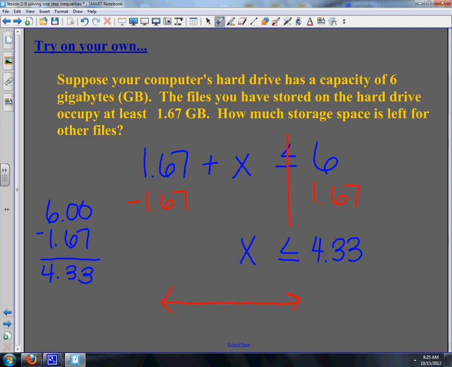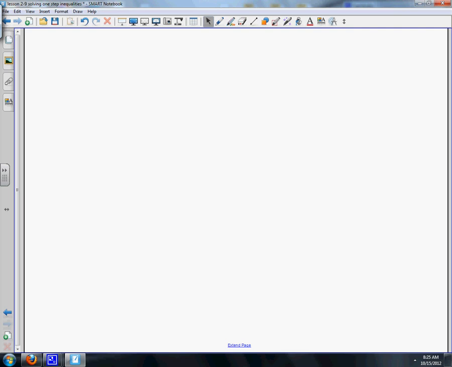So I'm going to draw my graph. Now, you can do it like this, 4.3, 4.4, and go up by tenths. That's totally fine. 4.33 is right about here. So I'm going to have a closed circle there, and it's going to be everything less than that. A closed circle and everything less. All right, that is it for your notes.